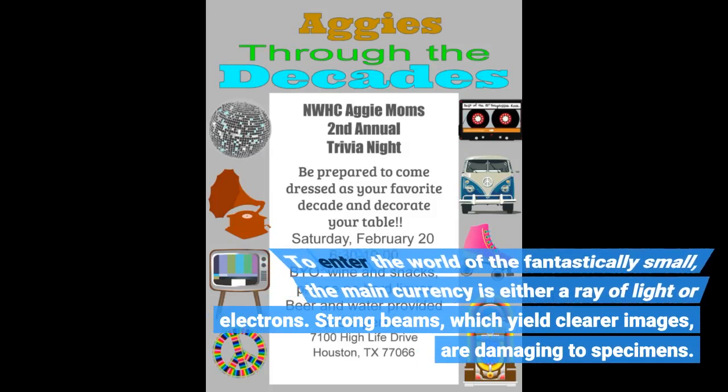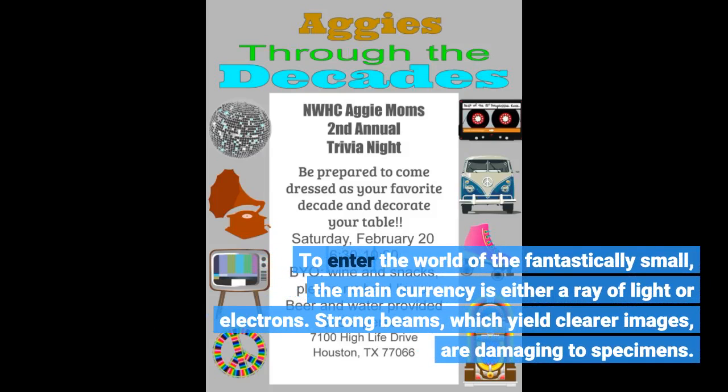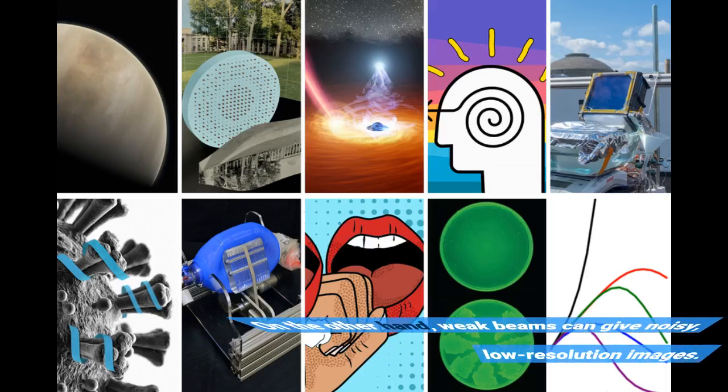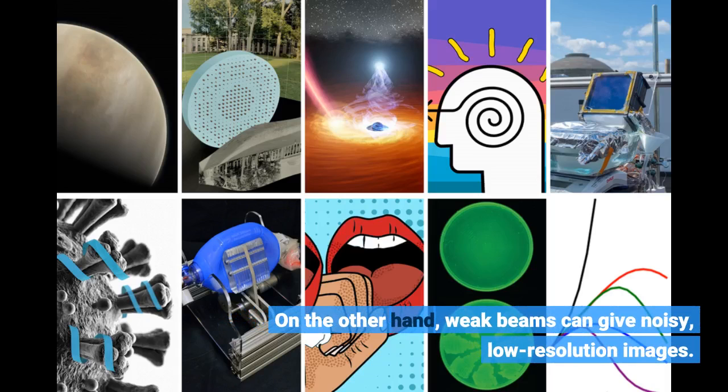To enter the world of the fantastically small, the main currency is either a ray of light or electrons. Strong beams, which yield clearer images, are damaging to specimens. On the other hand, weak beams can give noisy, low-resolution images.